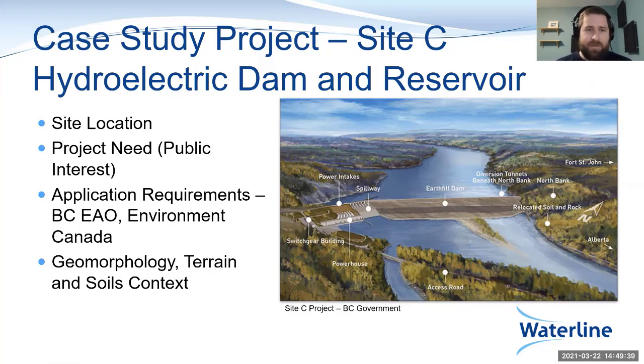The Site C hydroelectric dam reservoir is located in northeastern BC, just outside of Fort St. John on the Peace River. The project need, of course, is that hydroelectricity is important for our advanced society. There's a growing need in BC and Alberta for electricity, and this project was considered necessary in the public interest to supply power to residential, commercial, and industrial needs.